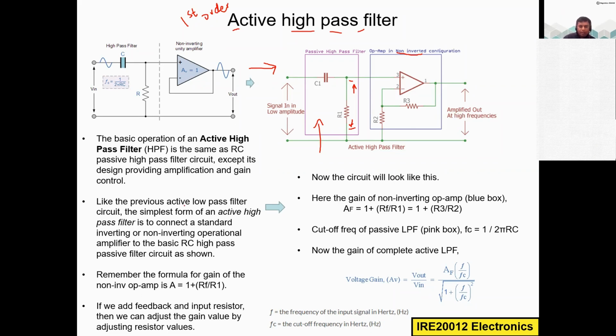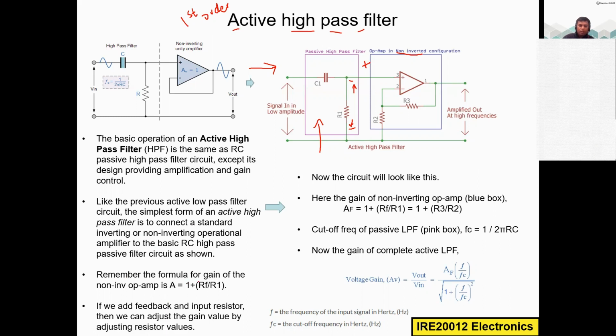So like the previous active low pass filter, the simplest form of an active high pass filter is to connect a standard inverting or non-inverting operational amplifier to the basic RC high pass filter. That's what we have done here. We are connecting this and this, then it becomes an active high pass.